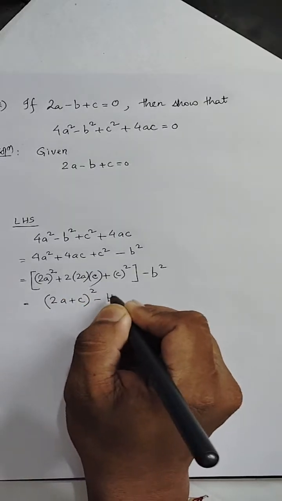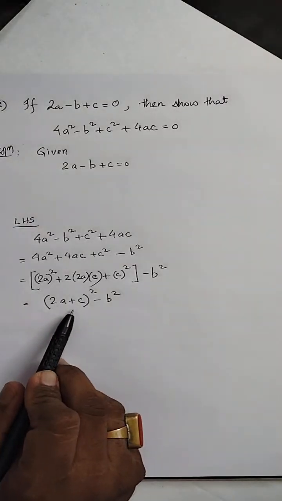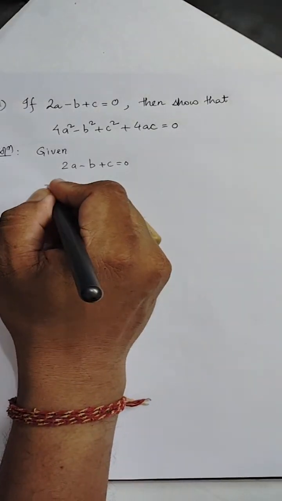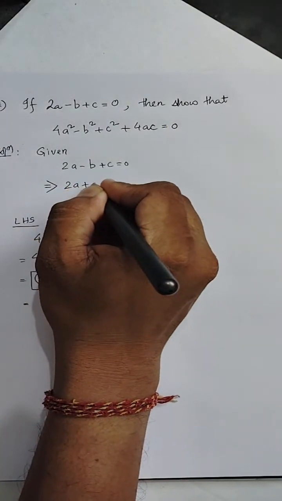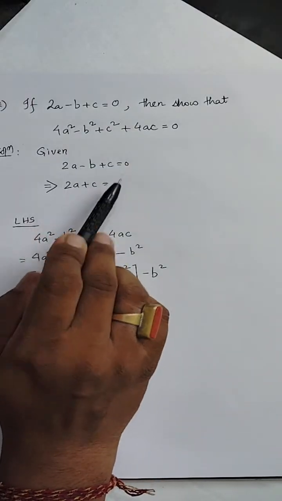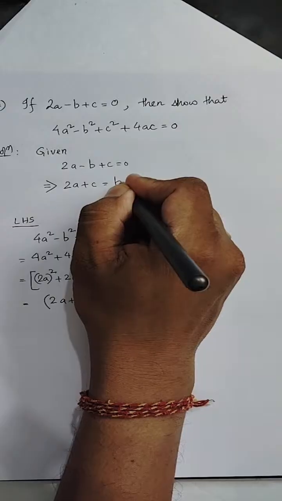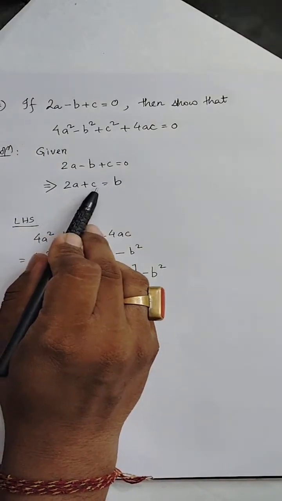and minus b square. Okay, so now we are pretty much sure what value we need. We need the value of 2a plus c. So what we'll do, we'll just go back here and we will write 2a plus c. So if we need the value of 2a plus c, let's transpose minus b. So this will become b. So the value of 2a plus c is equal to b.